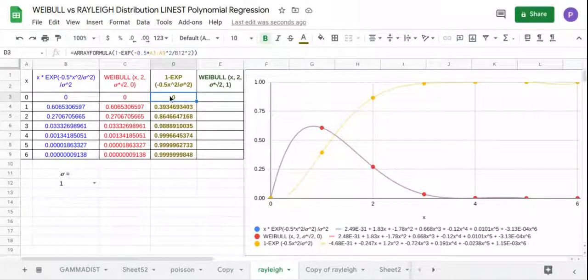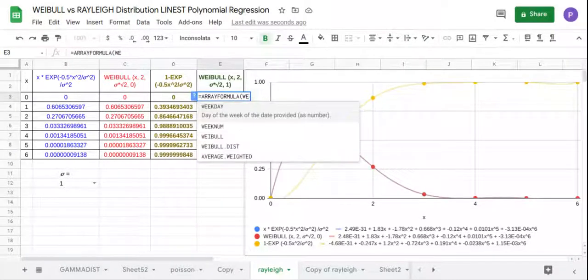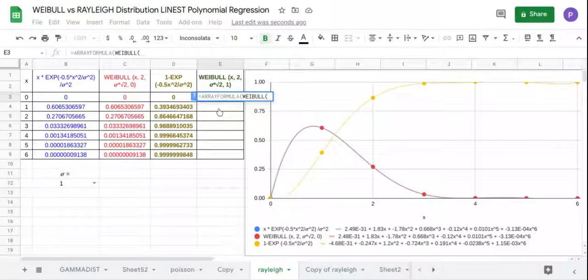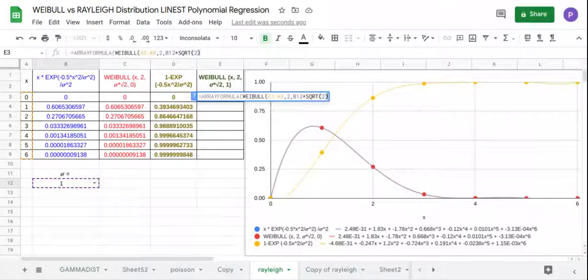So that's the exponent. And finally, the Weibull function. This is equal to the array formula, Weibull of the x values where our alpha is 2, and this is our sigma times square root of 2, and it's a cumulative distribution function, so the type is 1.